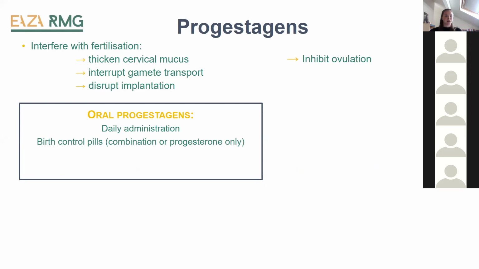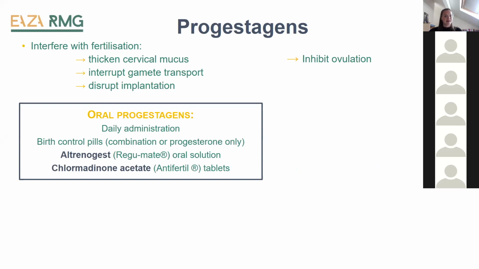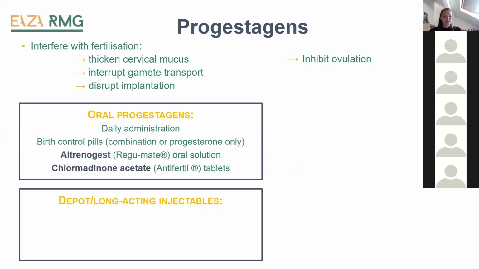So these are things like birth control pills, both the combination pill or progesterone-only pills. Altrenogest, also known by its commercial name Regumate, which is an oral solution. And then clomidinone acetate as well, so that's anti-fertile tablets, they're just pills as well.